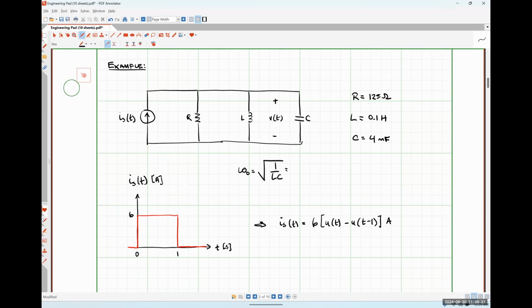So grab a calculator real quick here. So that would be the square root of... sorry, I don't use this particular Casio often enough to remember where the square root sign is. There we go. So 1 over, so let's see, 0.1 times 0.004. So that comes out to 50 radians per second. Alpha, if I'm remembering correctly, for a parallel RLC circuit should be 1 over twice RC.